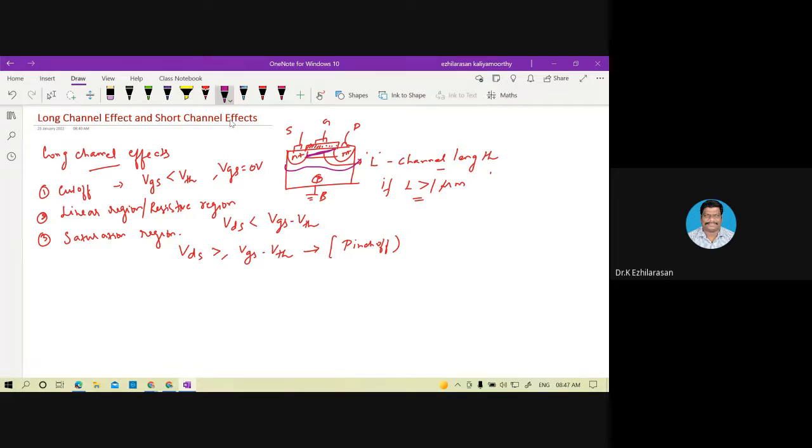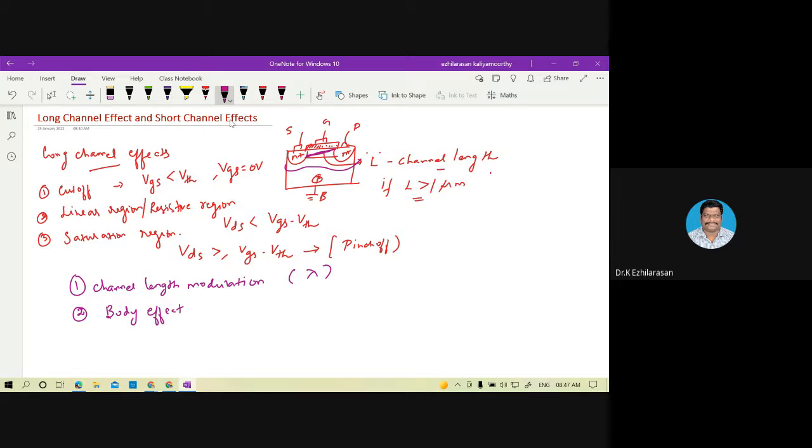Now, in the long channel effects, there are two different types. One is the channel length modulation. This we are not going to discuss in detail. The second one is the body effect. The channel length modulation is simple. The channel length modulation parameter will be considered as lambda.